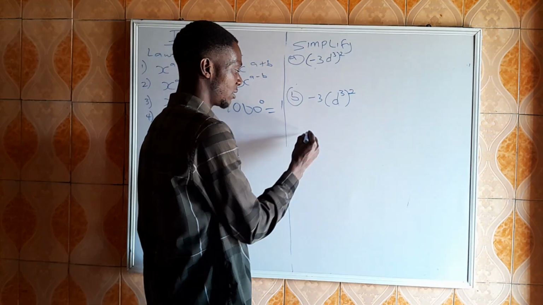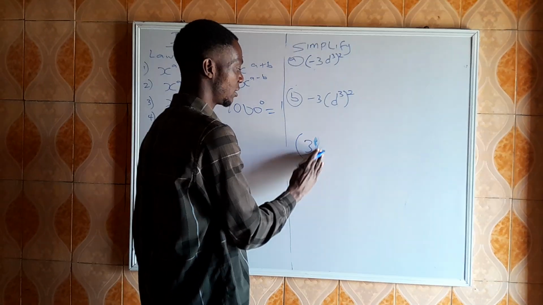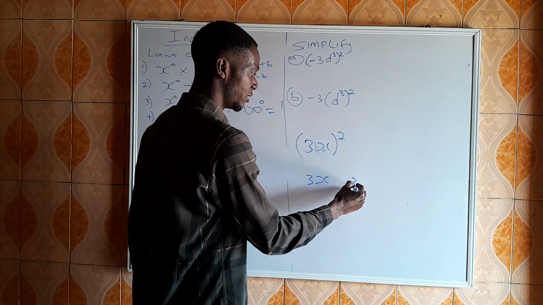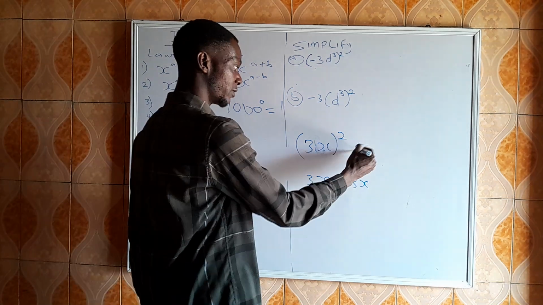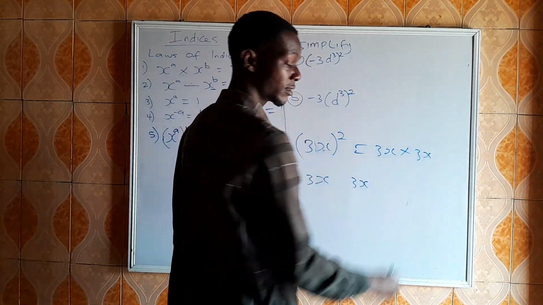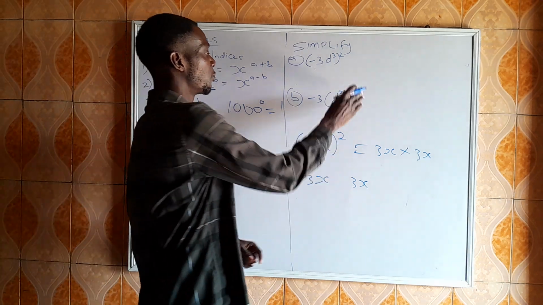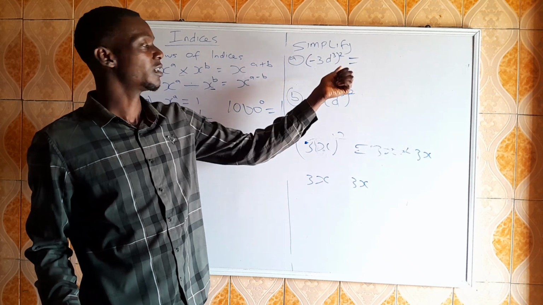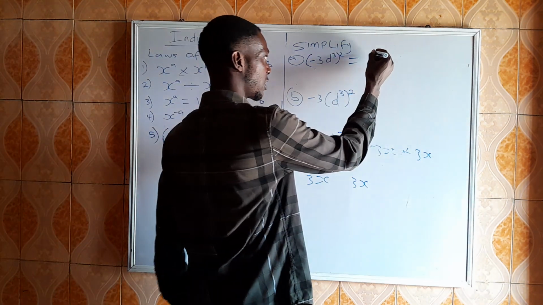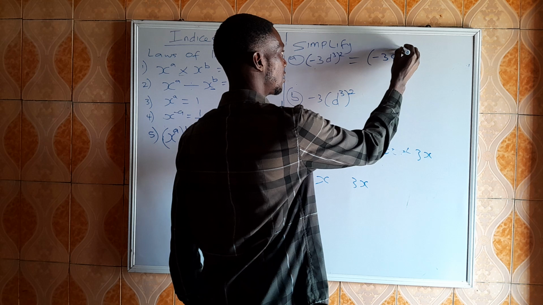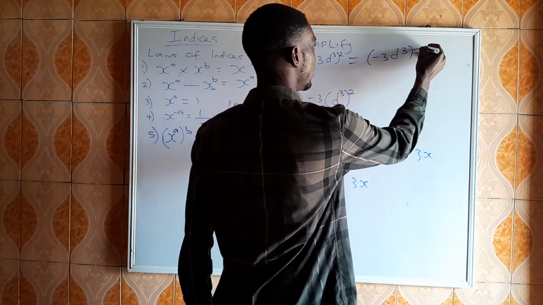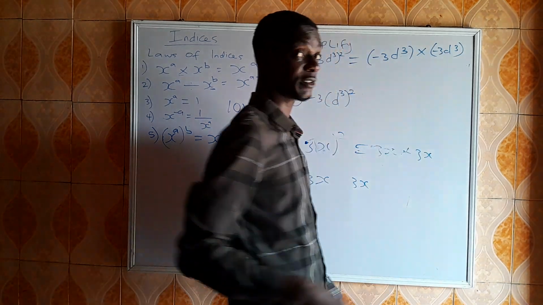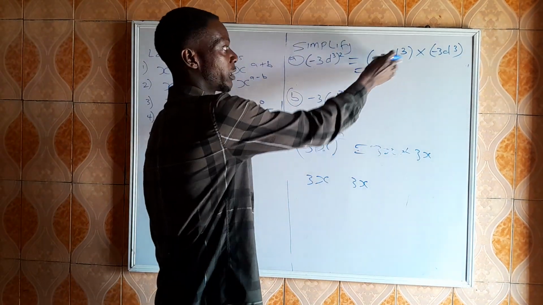Now, imagine you have something like this. If you have 3s raised power 2, it's like saying you have 3s in two places, right? Which is something like 3s multiplied by 3s. So similar to this also, you have (-3d^3) raised power 2. Just like having this -3d raised power 3 in two places.